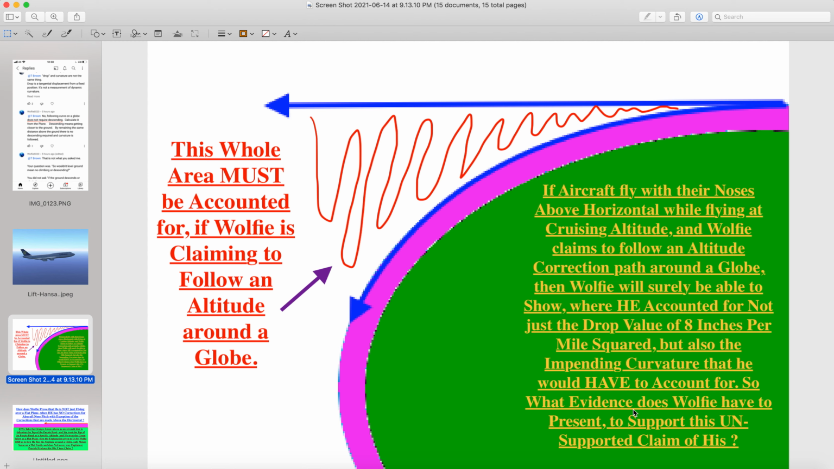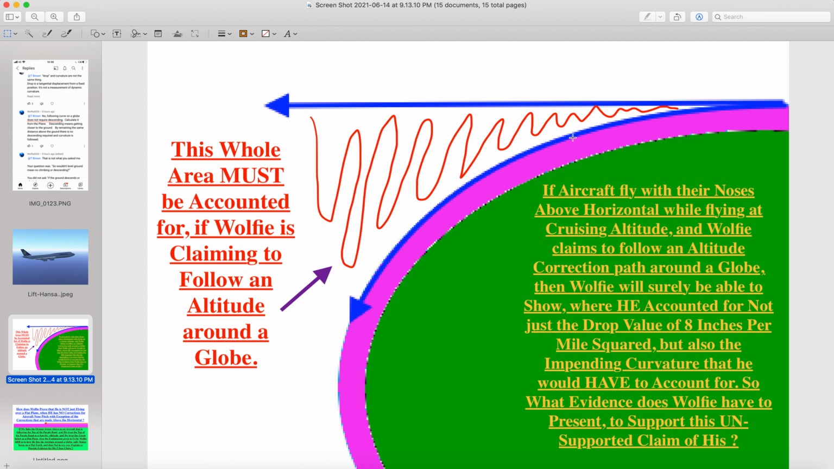So what evidence does Wolfie have to present to support this unsupported claim of his? Let's say the green here is the globe Earth, and the purple is the atmosphere that goes around it. Now, this means that Wolfie could not fly horizontal and still be going around the curvature following an altitude. For him to follow the altitude, it's not just a case of flying horizontal. On a globe Earth, the altitude directly corresponds to the surface of the Earth underneath.